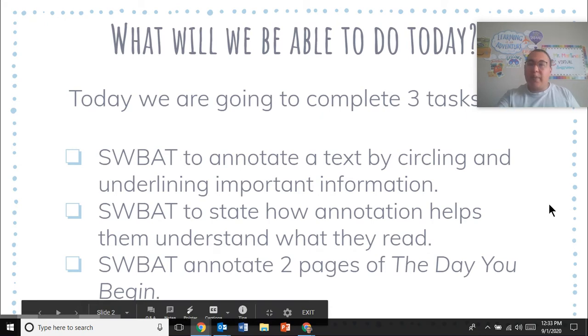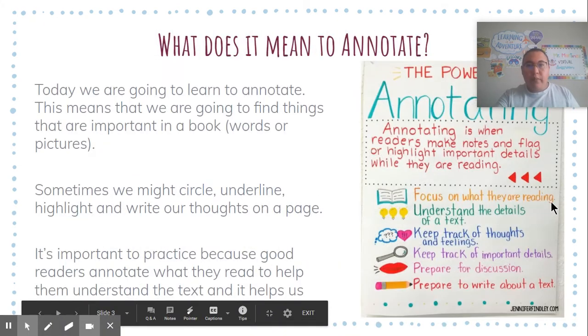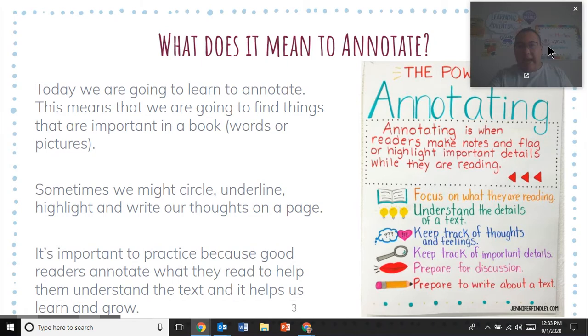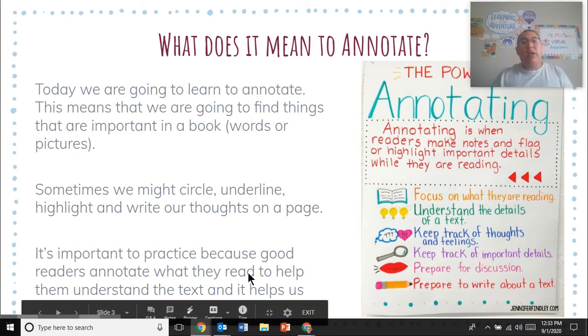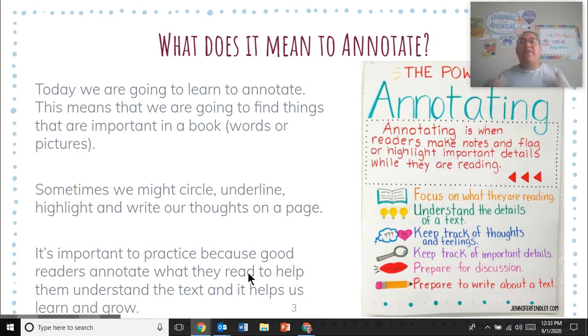So let's talk a little bit about annotating. So, what does it mean to annotate? We're going to learn annotating, and this is where we find things that are important in a book. These details can be words or pictures from a book. Annotating is when readers make notes and flag or highlight important details while they're reading. This helps them focus on what they're reading. This helps them understand the details of the text.